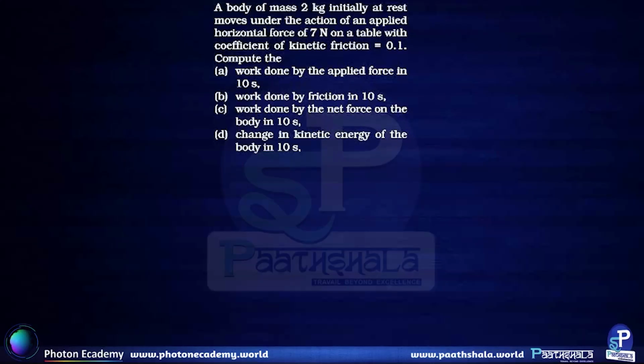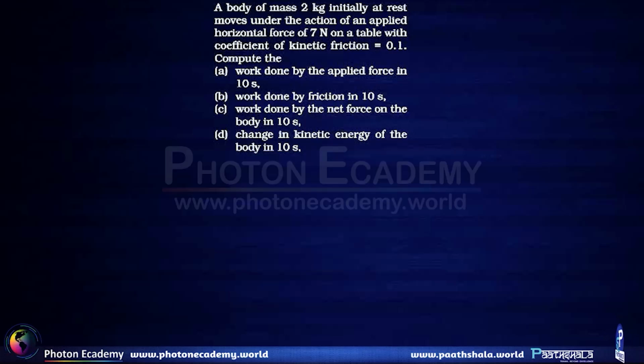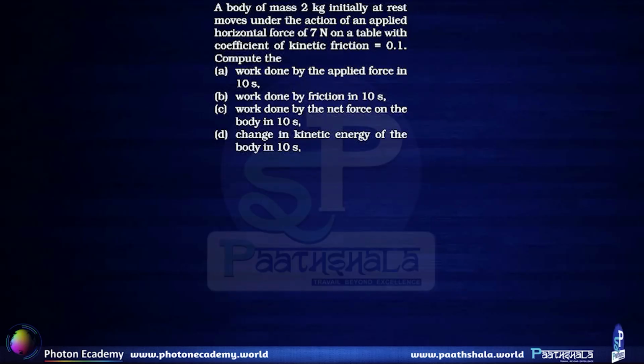A body of mass 2 kg, initially at rest, moves under the action of an applied horizontal force of 7 Newton on a table with coefficient of kinetic friction equal to 0.1. Compute the work done by the applied force in 10 seconds. The second part is work done by friction in 10 seconds, work done by the net force on the body in 10 seconds, and the last part is change in kinetic energy of the body in 10 seconds. So let's see the solution.